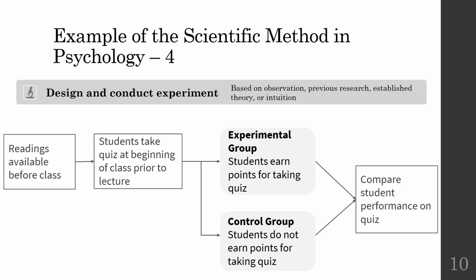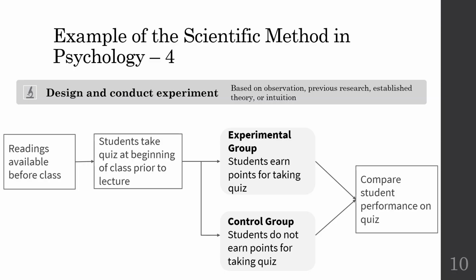But in order to test our hypothesis that the points, the assessment value in these quizzes, is what drives students to prepare, we need to create multiple groups so we can compare between them. In this case, we might have an experimental group where students earn points for taking the quiz that go towards their grade, and a control group where students don't earn points. They don't get any grade for the quiz, they just take it for fun. And then we compare the two groups and see, are they different?